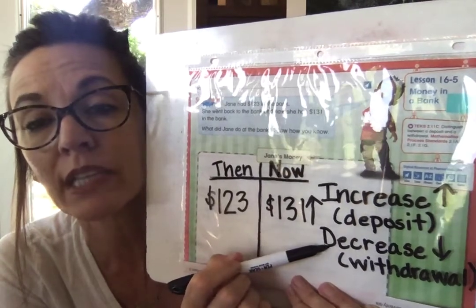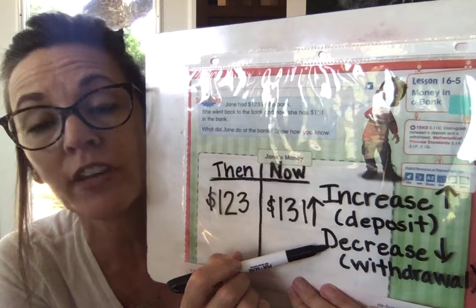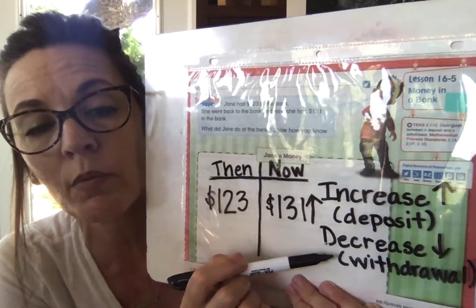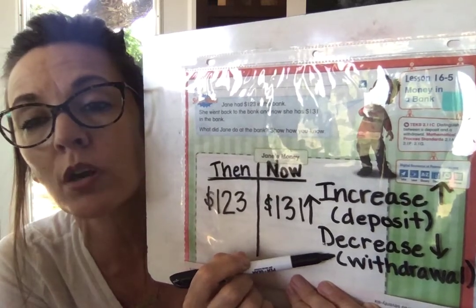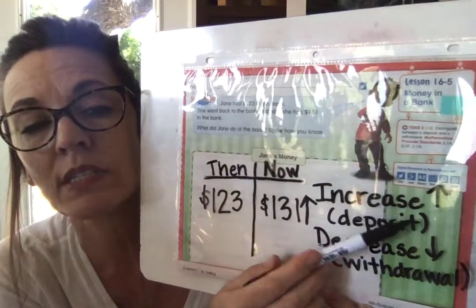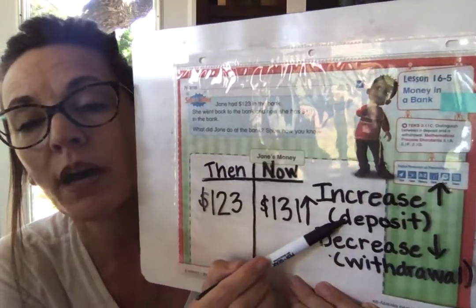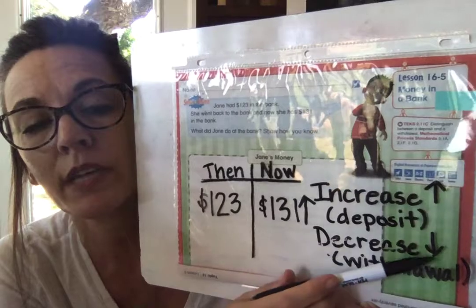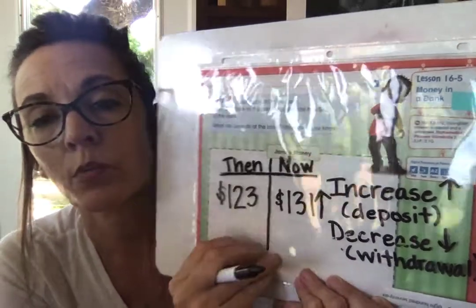Now, if her money was less, that means that she would have had to take money out of the bank, and that would be called a withdrawal. Increase means it's going up, making a deposit. Decrease, going down, we call that a withdrawal.